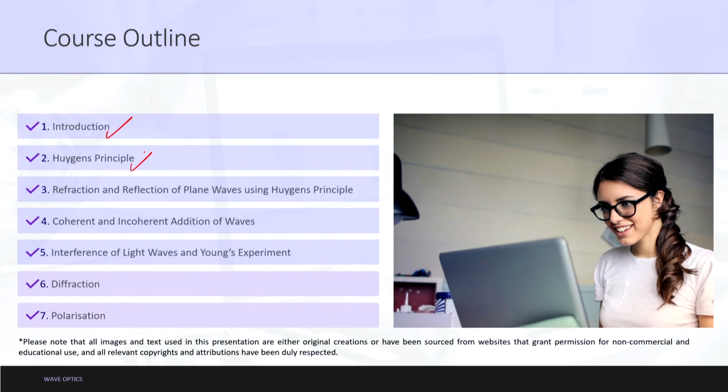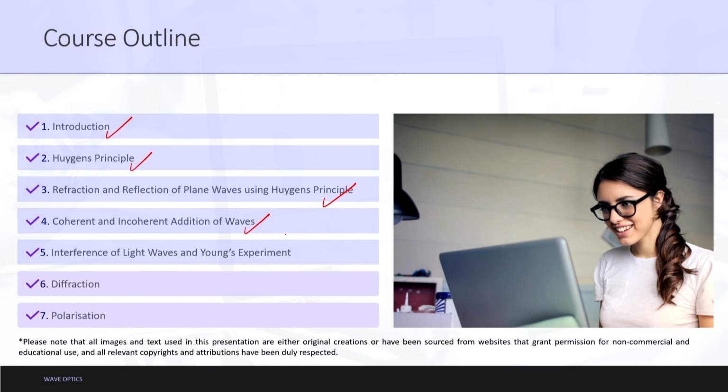Moving on, next will be Huygens' principle. We will understand who Huygens was and what the principle was. Then the refraction and reflection of plane waves using Huygens' principle. The concepts you already studied in ray optics, we will now apply the concepts of waves to understand refraction and reflection. Next will be coherent and incoherent addition of waves. What is coherent, what is incoherent, I will explain in detail.